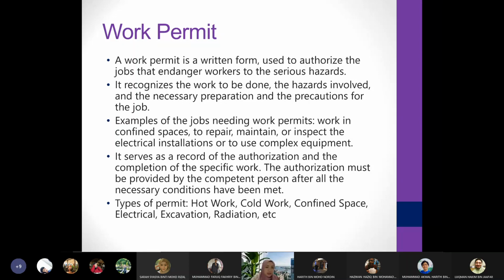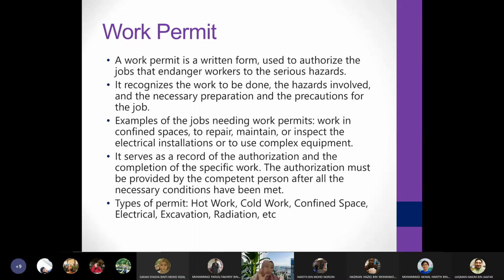And maintenance work, or you're doing an inspection of electrical installations, or when you are starting to use complex equipment. So those things need a work permit because it serves as a record of authorization as well as the completion of that specific work, and the authorization must be provided by the competent person after all of the necessary conditions have been met.